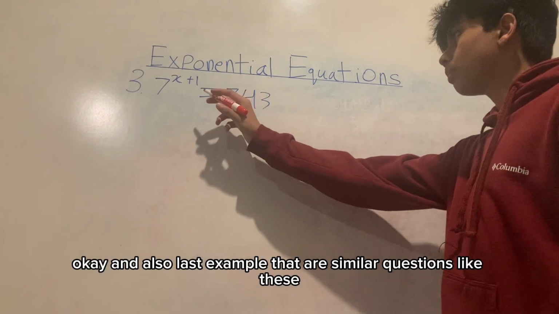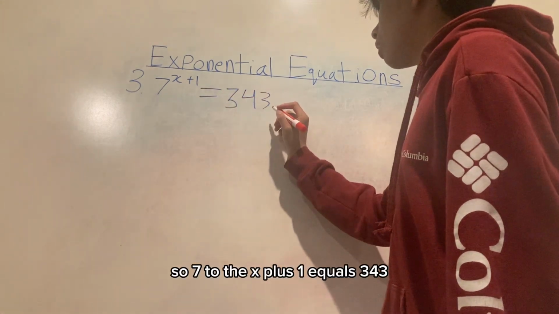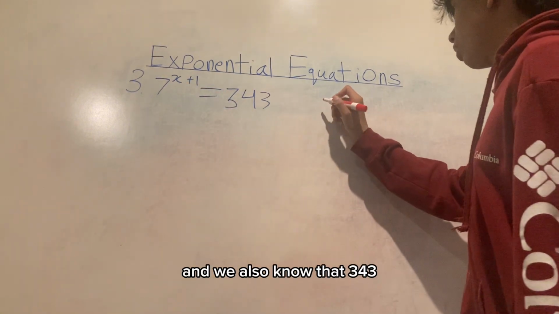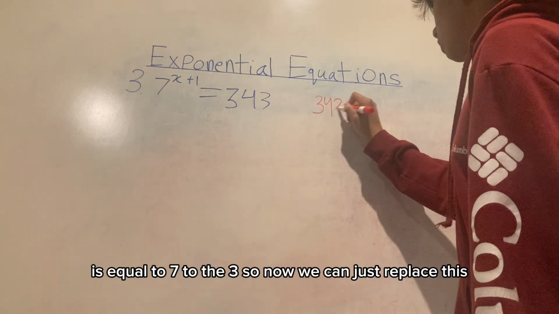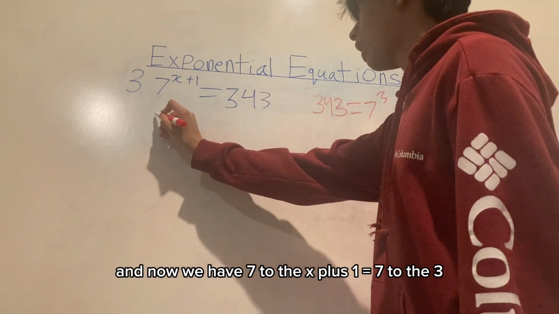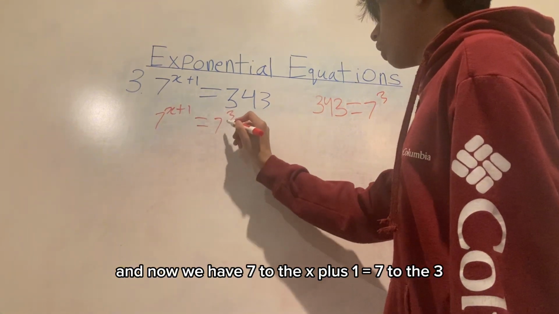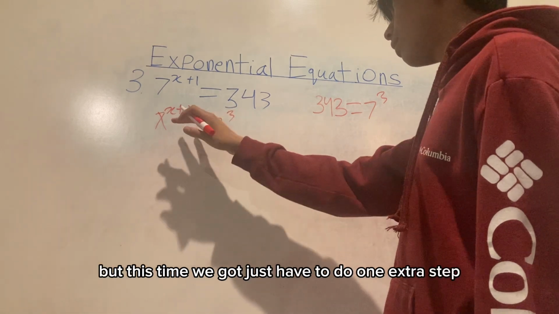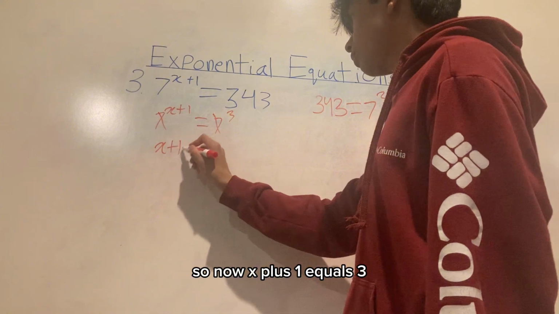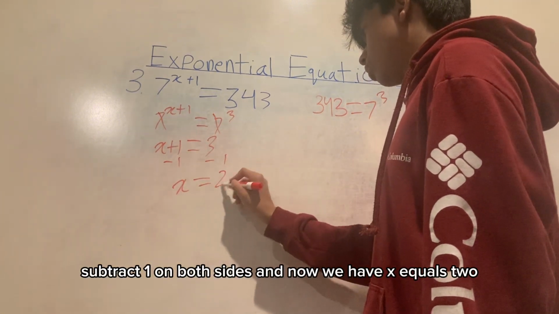Okay, now let's do the last example of similar questions like these. So 7 to the x plus 1 equals 343. We want to get 7 as the base on both sides. And we know that 343 is equal to 7 to the 3. So now we can replace this, and we have 7 to the x plus 1 equals 7 to the 3. Now we can cross off the bases, but this time we have to do one extra step. We only look at the exponent, so x plus 1 equals 3. Subtract 1 on both sides, and now we have x equals 2.